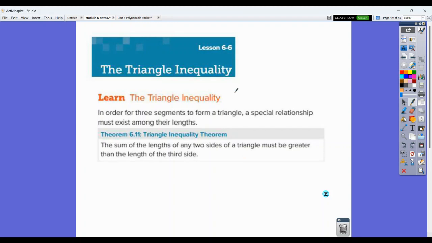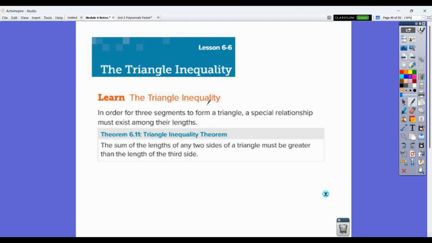Hi students, I'm going to go ahead and do the 6.6 and 6.7 notes video together here today. So you're going to see both of those as I go through this, but they're both pretty quick. So in 6.6, it's called the triangle inequality, and it's all based on the triangle inequality theorem.